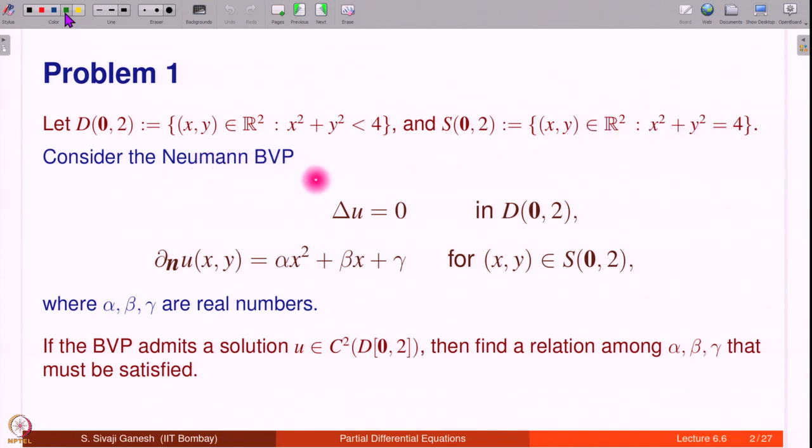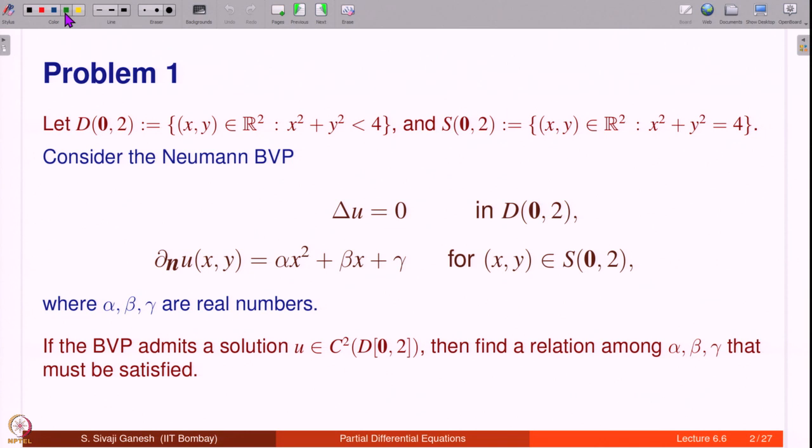Consider the Neumann boundary value problem. Laplacian u equal to 0 in the disk, and the normal derivative is prescribed as alpha x square plus beta x plus gamma for (x, y) belonging to S(0, 2), where alpha, beta, gamma are real numbers. Now, if the BVP admits a solution u which is C2 of the closed disk, that means C2 of the closure of this open disk D(0,2), then find a relation among alpha, beta, gamma that must be satisfied.